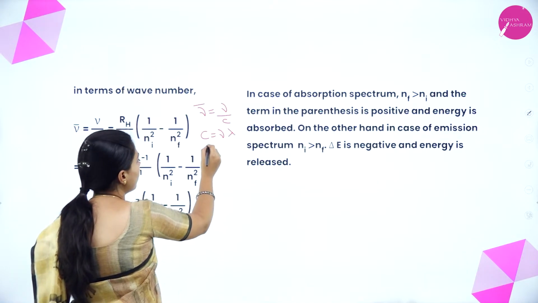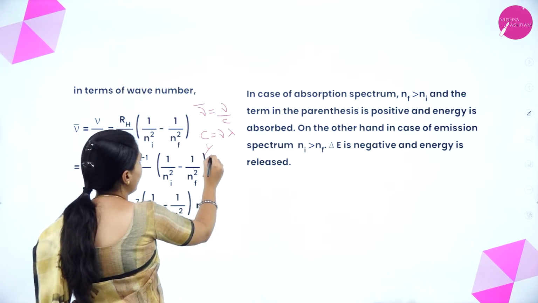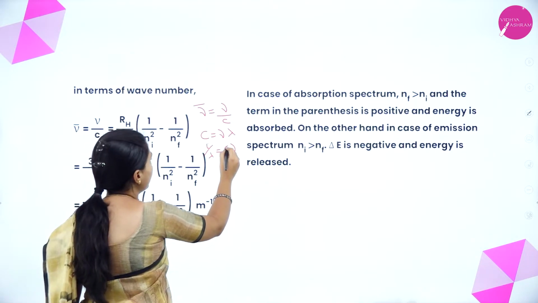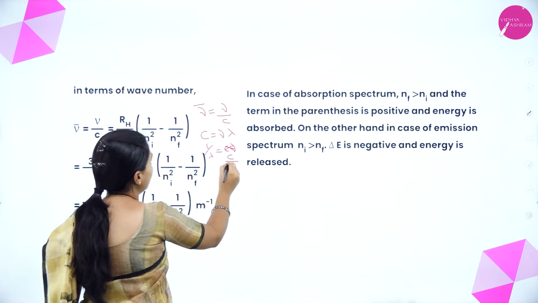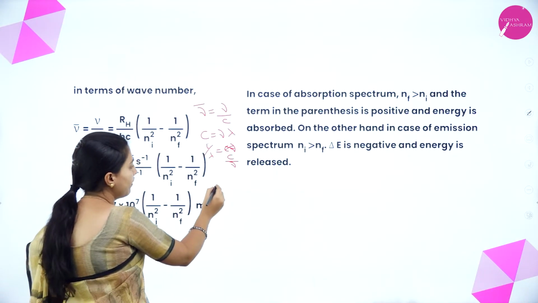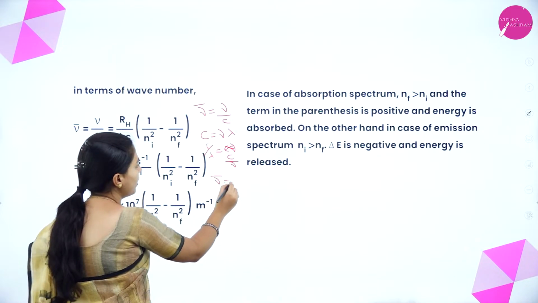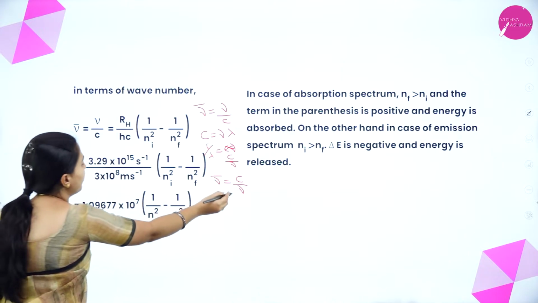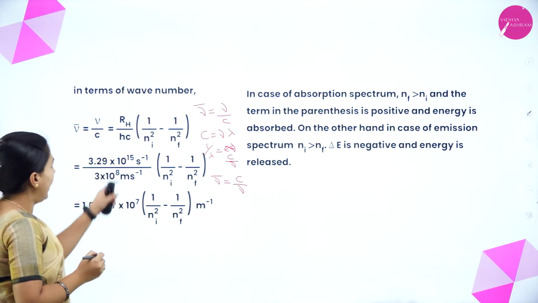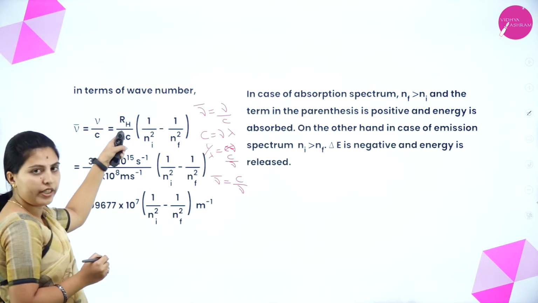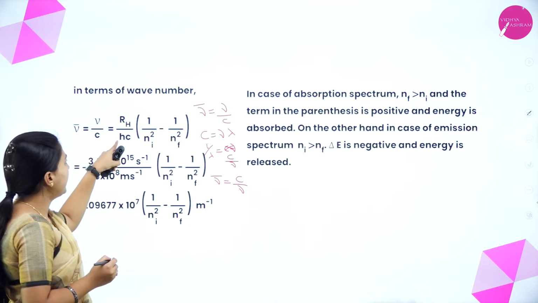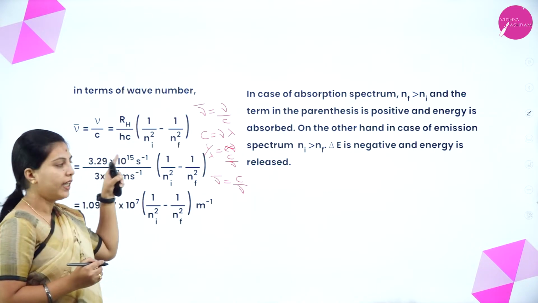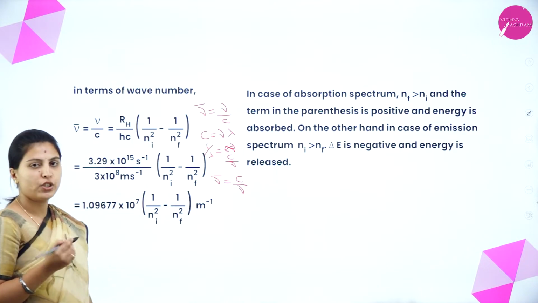We are taking out this one: 1 by lambda equals C nu, or C by nu. 1 by lambda, or 1 by wavelength, means reciprocal, which means wave number. This wave number becomes nu by C, and again RH, the Rydberg constant, divided by Planck's constant into velocity. This is the common equation where 1 by Ni square minus 1 by Nf square.